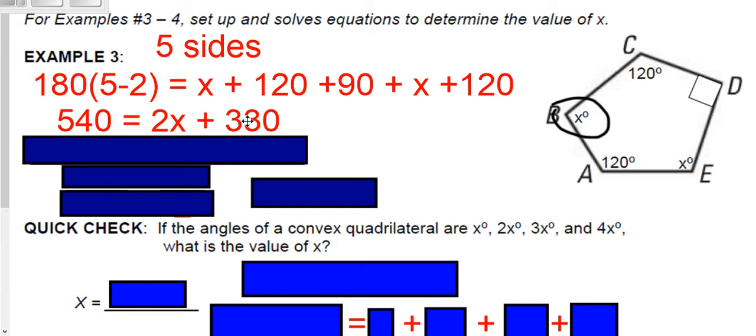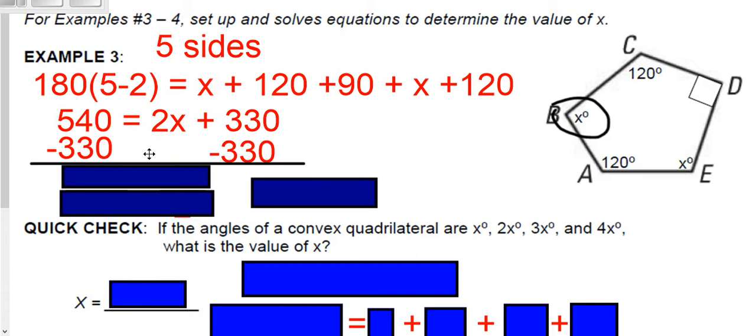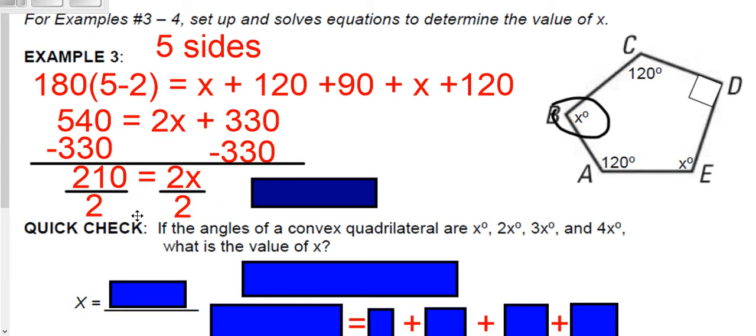Now we're going to go ahead and solve this for x. So x is over here. I want to get rid of this plus 330 first and get 2x by itself. So I subtract 330. That leaves me with 210 degrees equals 2x. So now I divide by 2 and I get x equals 105. So each of these angles is 105.